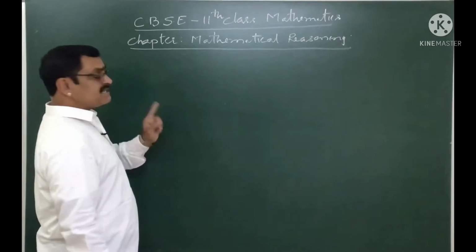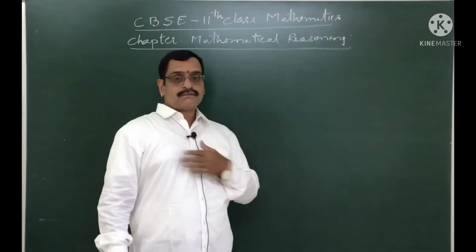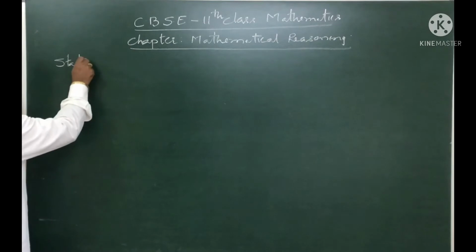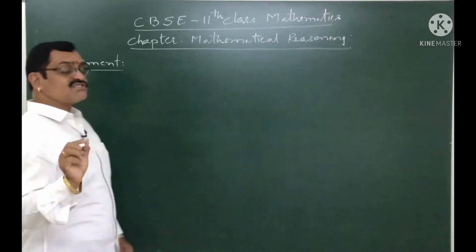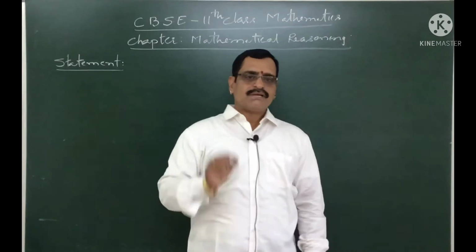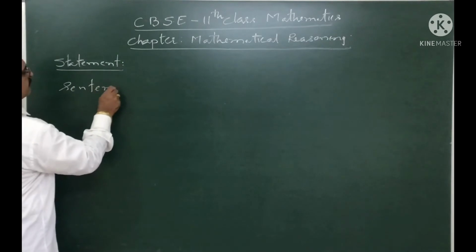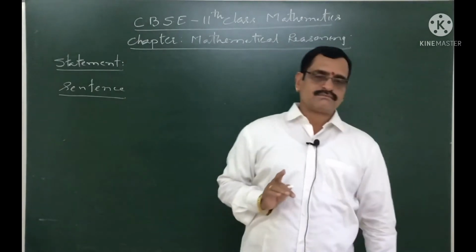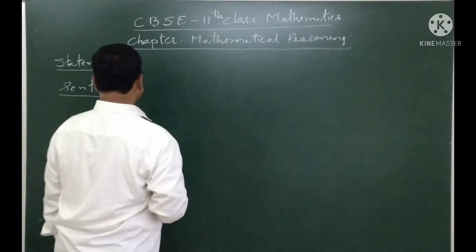The basic unit of this chapter, mathematical reasoning, is the statement. What is a statement? A statement is just a simple sentence. Statement is a sentence. Please wait. But every sentence is not a statement. Let us observe some examples of sentences.